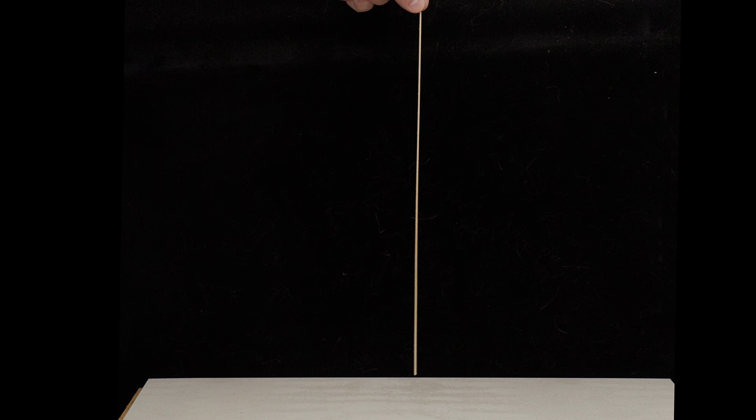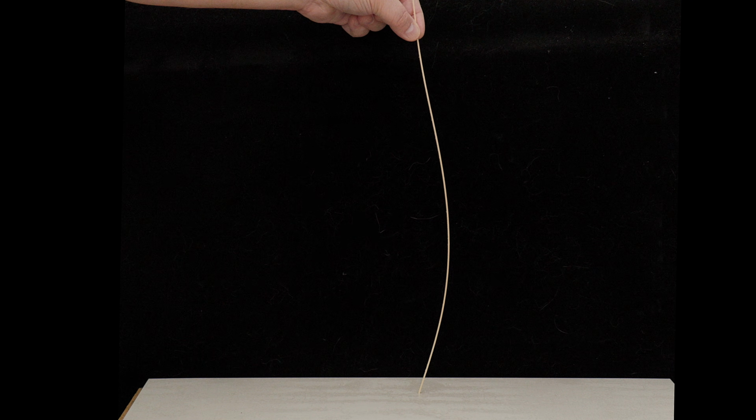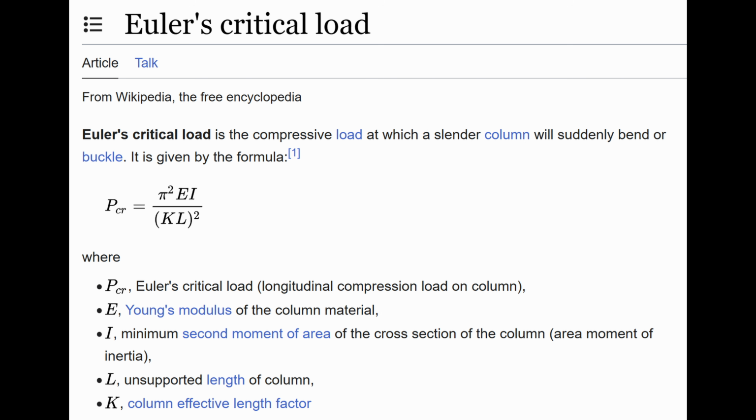While I'm not actually breaking the stick in this video, once it starts to bend at all, it has passed its maximum load capability, so if the same load was continued to be applied, it would break. This brings us to the introduction of Euler's critical load definition and formula. The definition is basically what I just demonstrated, the compressive load at which a slender column will suddenly bend or buckle.